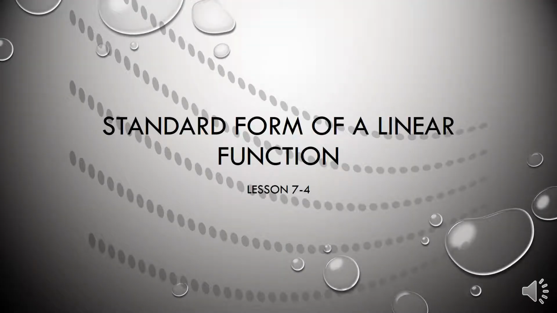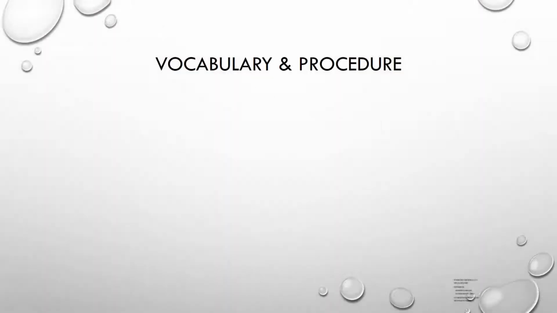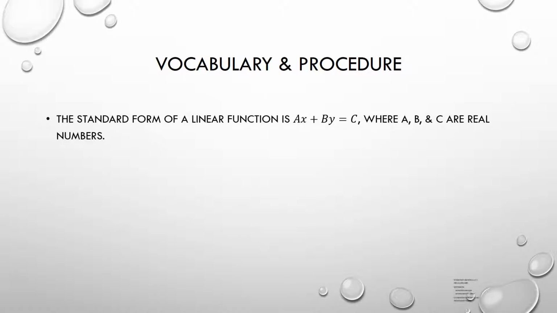This is lesson 7-4, standard form of a linear function. Standard form of a linear function is ax plus by equals c, where a, b, and c are all real numbers. This is the third of three forms that we've discussed in this chapter with linear functions. We've done slope-intercept form, point-slope form, and now standard form.